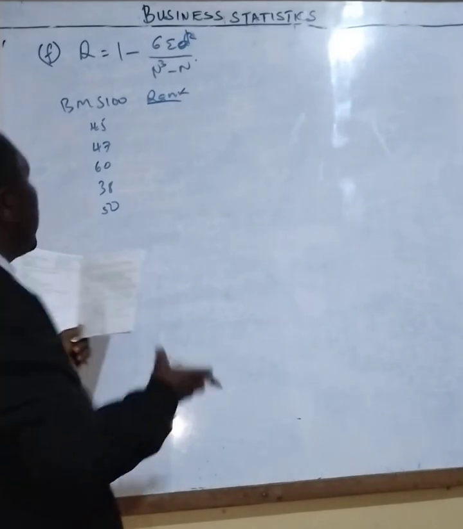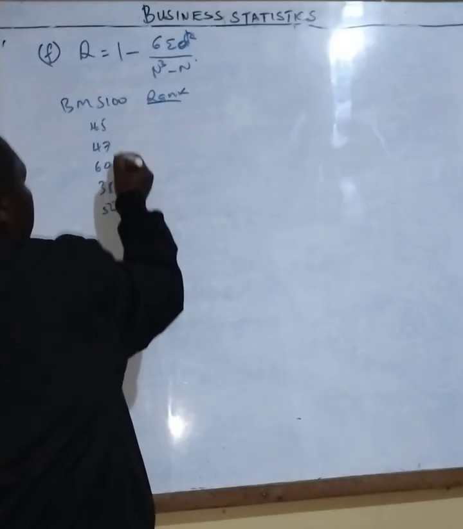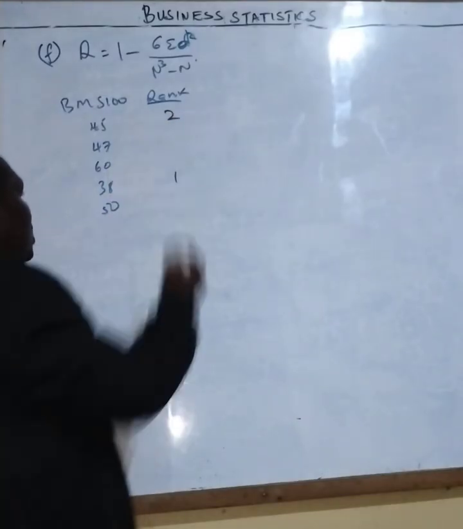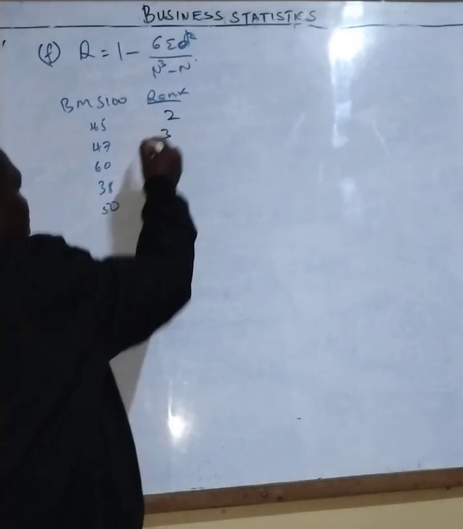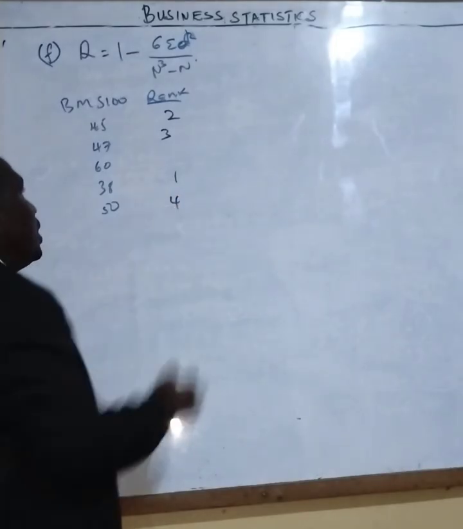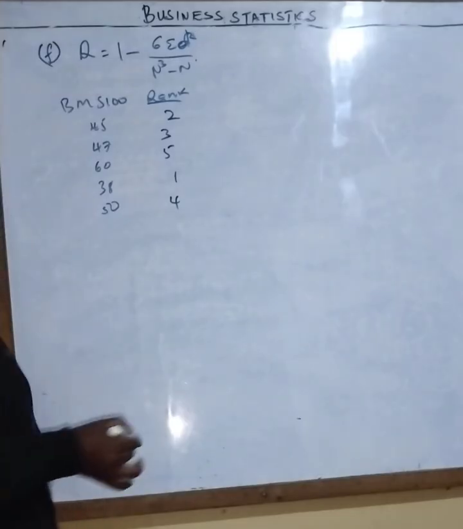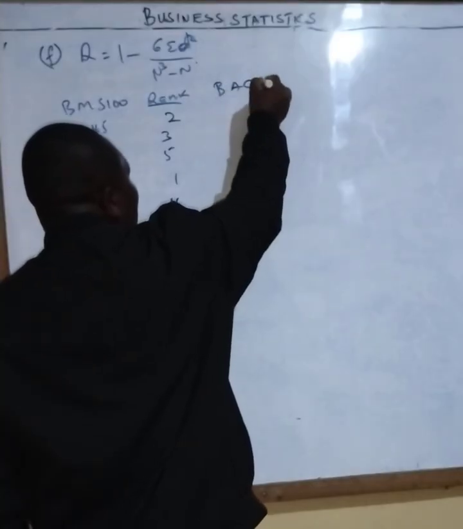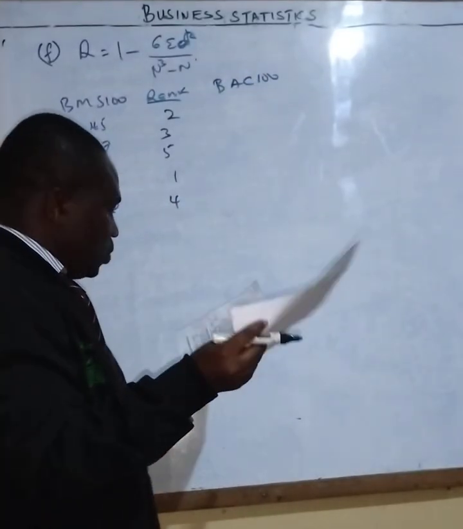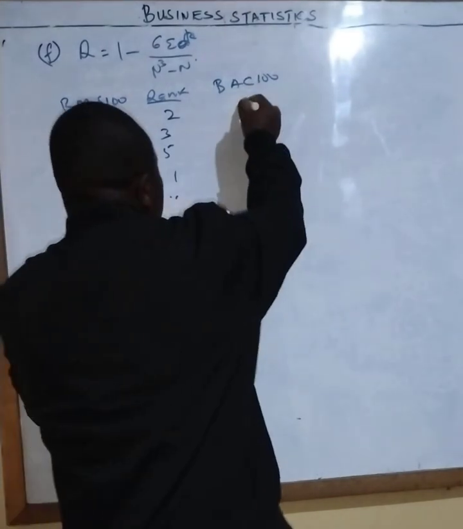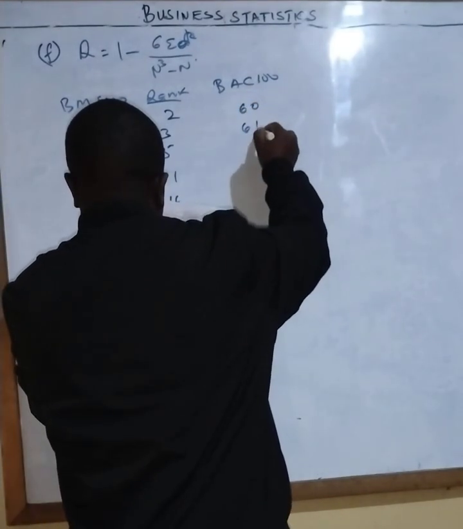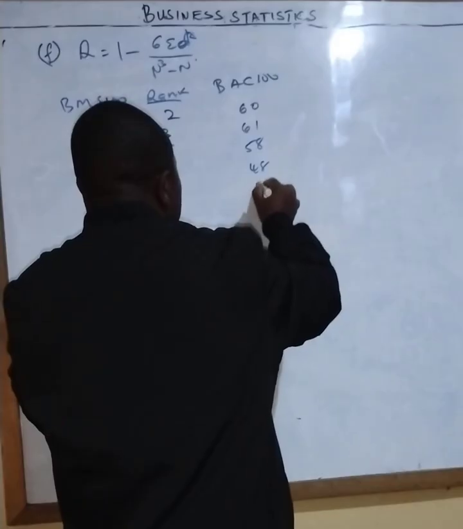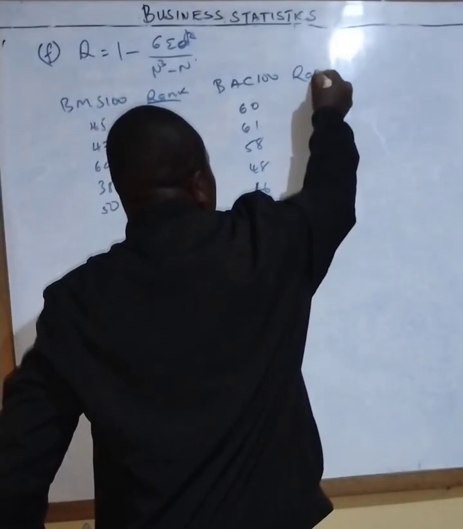Now, in this class, let me use the smallest. Let me say this is the smallest, this is rank 1. Followed by which number? This is number 2. Followed by which number? This is number 3. This is number 4. And this one is number 5. So I have the rank for BMS 100. Then we go to BSc 100, the same. What we have been given is 60, 61, 58, 48, and finally 46. Then I get the rank.